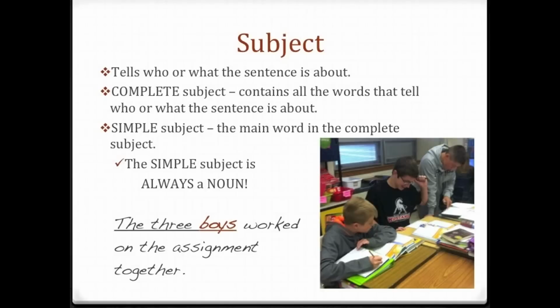In a moment, a sentence will come on the screen. See if you can find the complete and simple subject of the sentence.